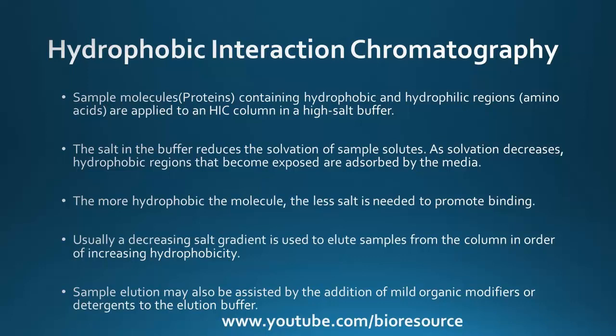Usually a decreasing salt gradient is used to elute the samples from the column in the order of increasing hydrophobicity. By decreasing the salt gradient, protein can be eluted from the column. In certain cases, mild organic modifiers or detergents are also added to the elution buffer to promote the elution of protein from the binding matrix.